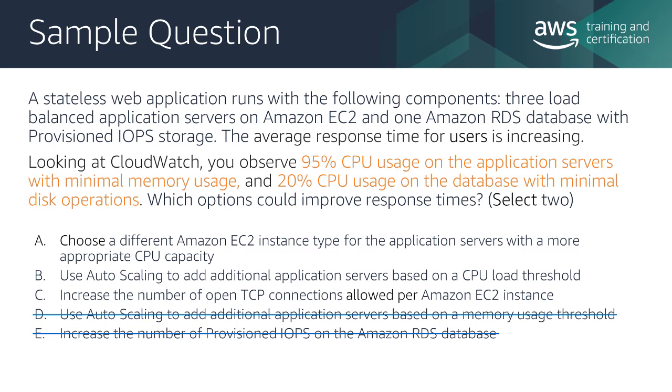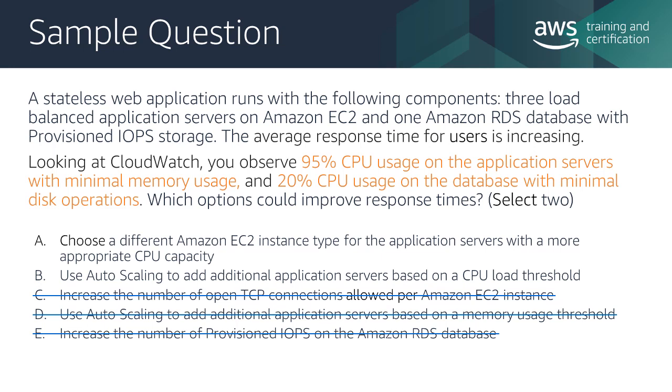And the one we're going to eliminate is option C. There's no mention in the question that open TCP connections are the bottleneck. If this actually were the issue, then TCP connections would be rejected. You'd see specific client errors, not so much increased response times. And even if this were the issue, increasing the number of TCP connections for servers that are already at 95% usage just overloads the instance.